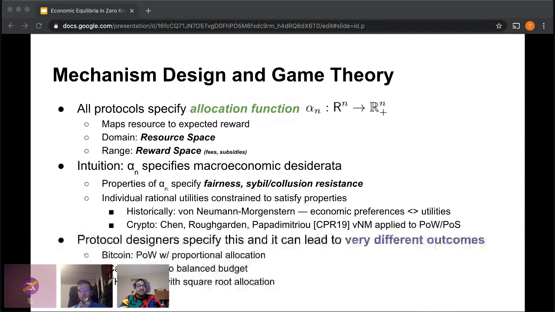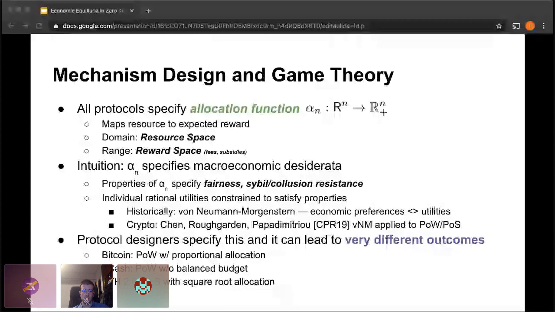Now, protocol designers specify this. It leads to extraordinarily different outcomes. So in Bitcoin, of course, we have proportional allocation based on hash power. Of course, you don't know the total hash power, so you don't really know the proportion with perfect certainty. But it also has a balanced budget. Block rewards go out to everyone. Zcash, on the other hand, doesn't have a balanced budget. It has a network tax via the developer fee. And then Ethereum 2.0, for instance, is proof of stake with the square root allocation. And the square root allocation actually changes the distribution in and of itself quite a bit.